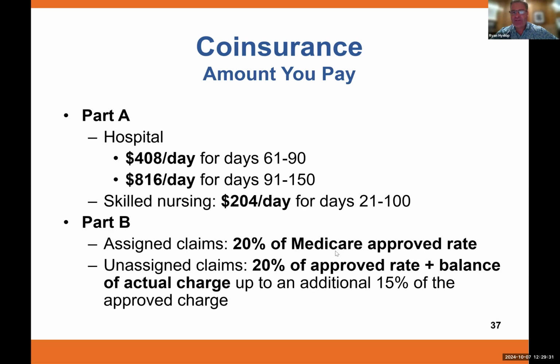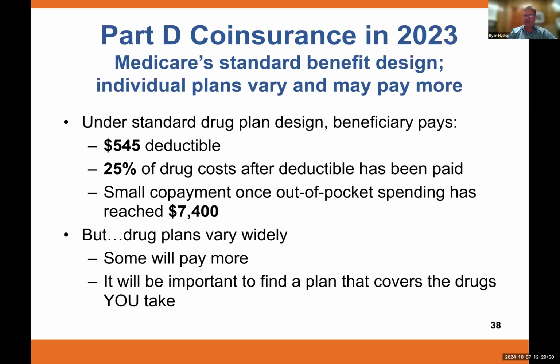Part B is your assigned claims, 20% of your Medicare approved, unassigned, 20% approved at the rate, up to an additional 15%. All right, so this is coinsurance, mind you. This isn't premiums. This is not deductibles. It's simply coinsurance. These are things that we get Medigap plans, Medicare supplements, as they're also known, or Medicare Advantage plans for, to help us with, to mitigate the cost of some of these things.